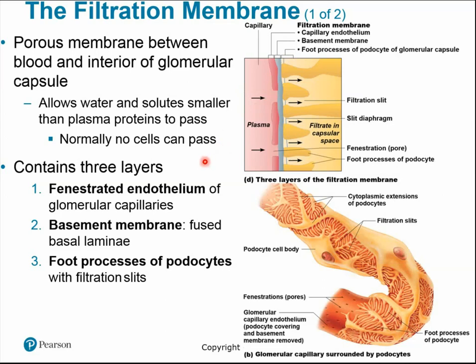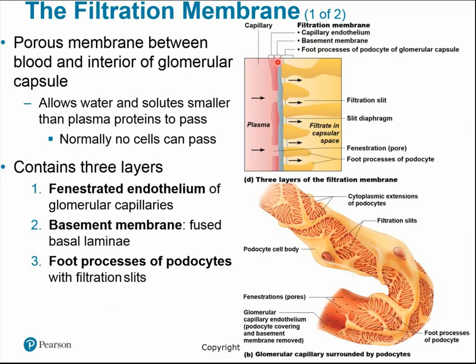Okay. But there are 3 layers of the filtration membrane. So you have your fenestrated epithelium, right, of the glomerular capillary. So again, fenestrated just means it has these little pores or fenestrations. Right? So remember, fenestra means window in Latin. So we have lots of little windows or pores in the membrane of the cell or the capillary. Okay. The basement membrane is going to be the fused basal lamina of the blood vessel and the glomerular capsule. Right, so it's kind of the glue that's going to hold these two together.